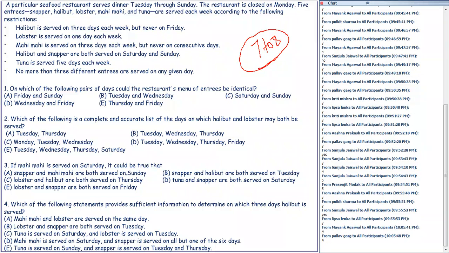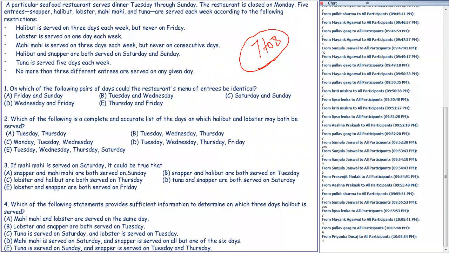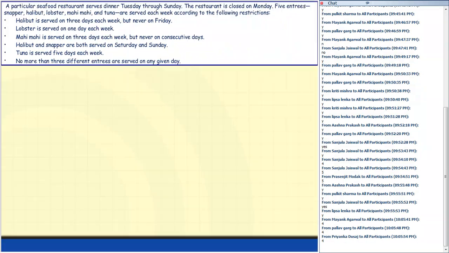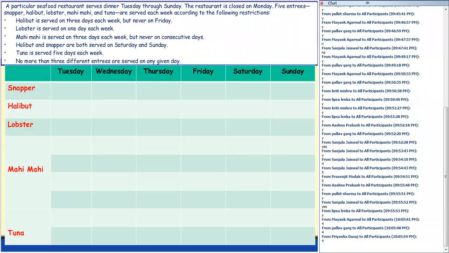Okay, chalo, let me, again here, if you observe, basically there are two parameters again in this case. One of them is fish and the other one is day. So I'll use again the method of cross and ticks because that method is easy when it comes to two parameters here. So I'll say these are the parameters here. Tuesday, Wednesday, Thursday, Friday, Saturday, Sunday, snapper, halibut, lobster, mahi mahi and tuna fish here. Now, start with one by one here.